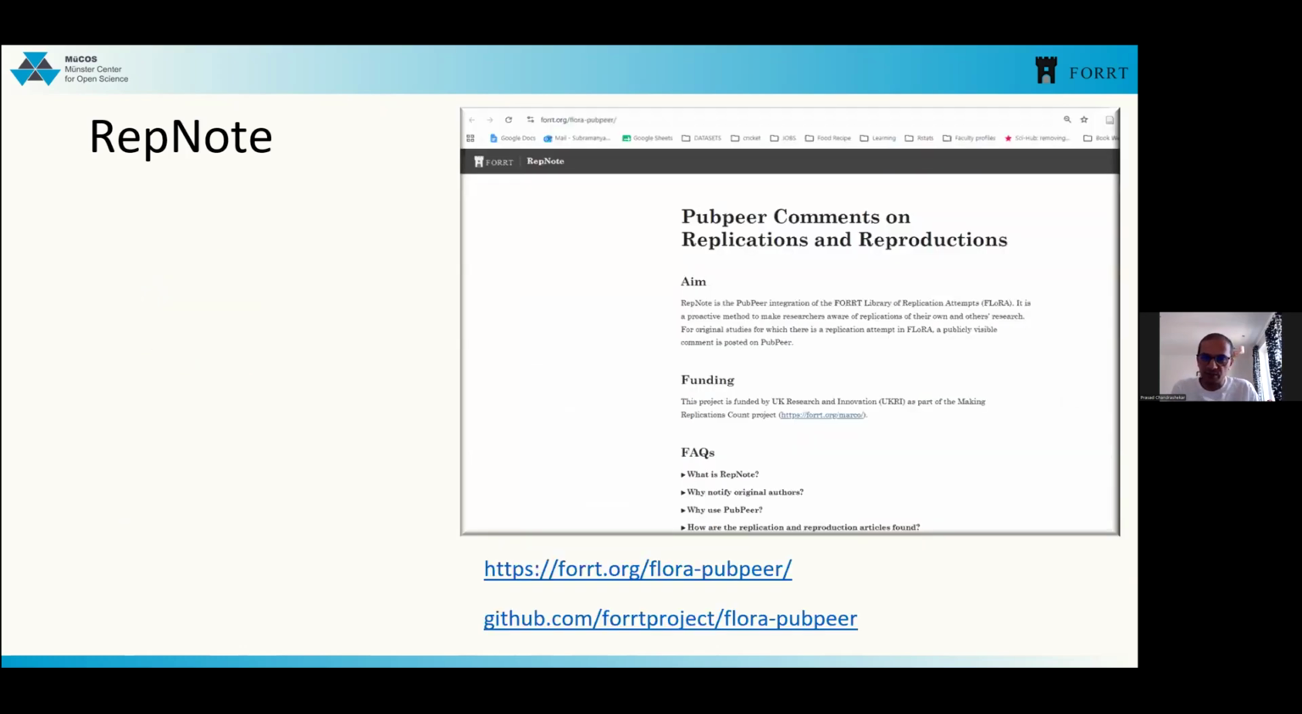As part of this hackathon, we also documented it as a dedicated page on the FORRT web page, where you can read all the information about the aim of the project, and also find links to GitHub where you can access the code which generates these comments that can be published on PubPeer.